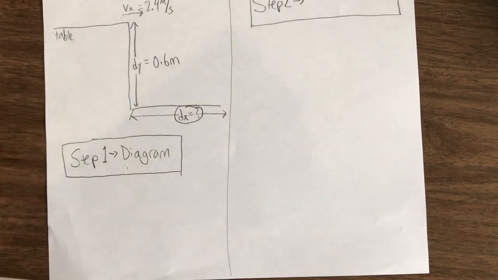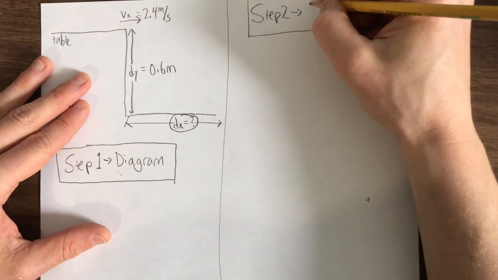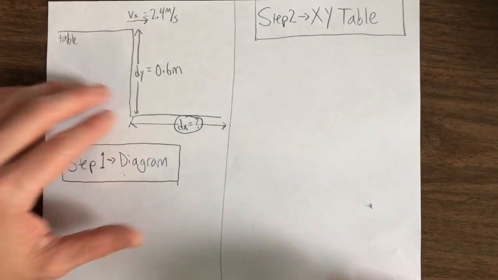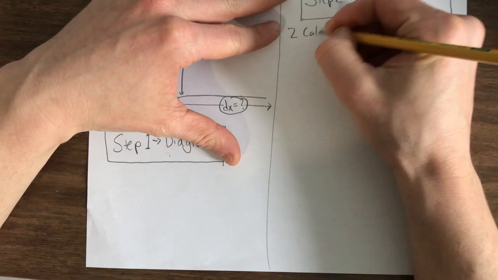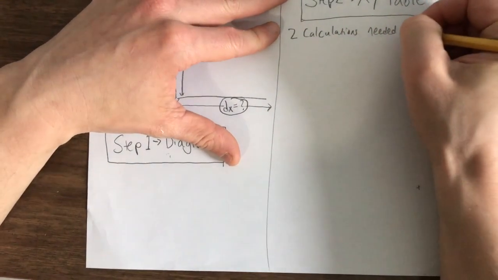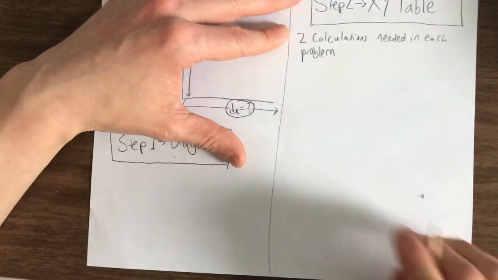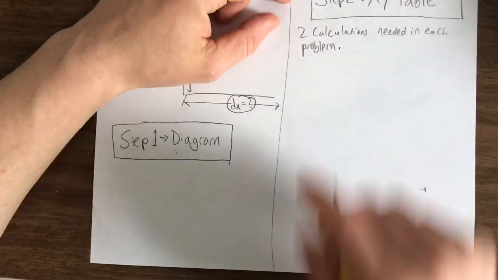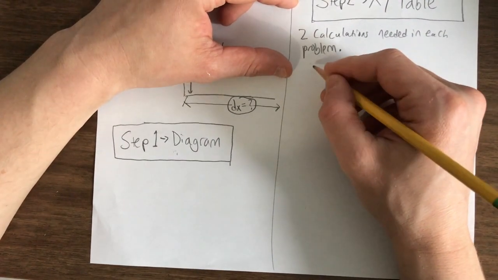Step 2 is we have to make an XY table. Okay, and I want you to write this down. There are two calculations needed in each problem. So you have to use both equations every time you do a problem. You need to do two calculations.